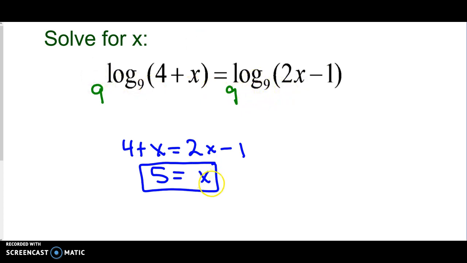Just as a last reminder, double check, if I were to plug this back in to the equation, would it make any of these logs negative? We want to make sure that we don't have any extraneous solutions. This would be positive, this would be positive, so we're good on this answer.